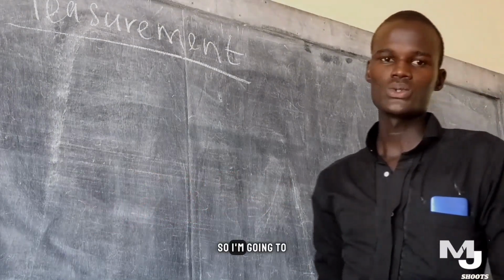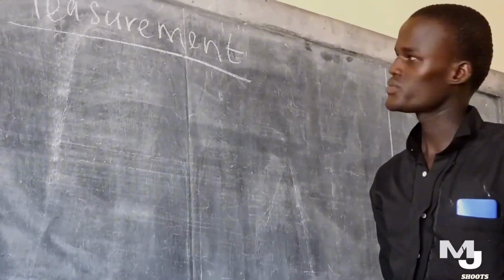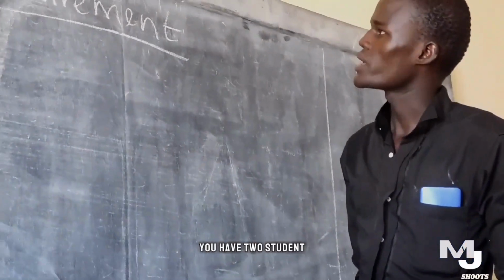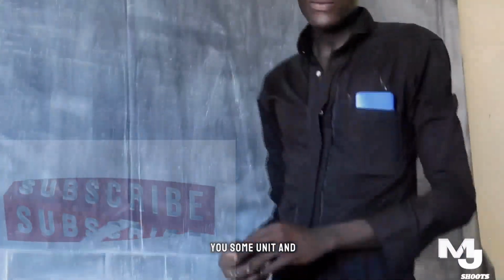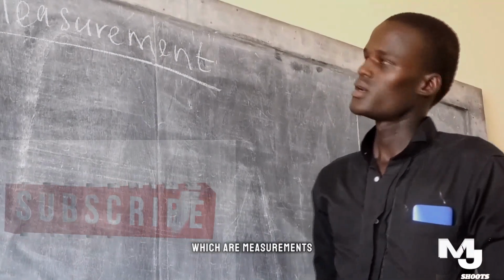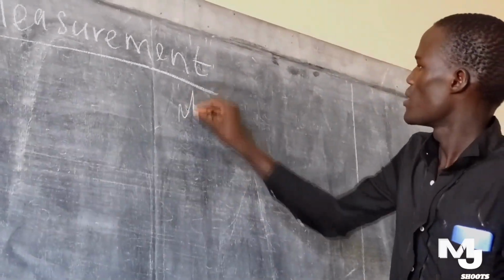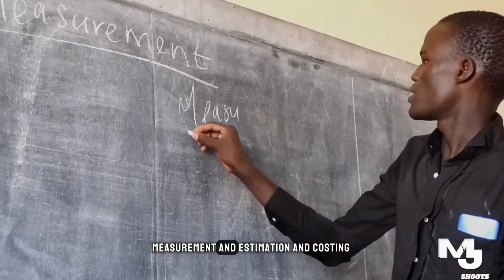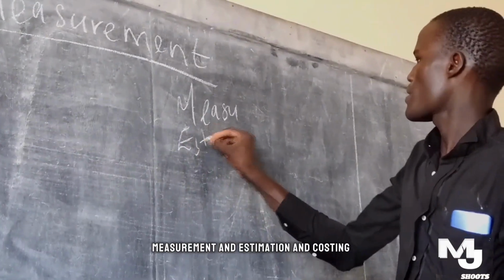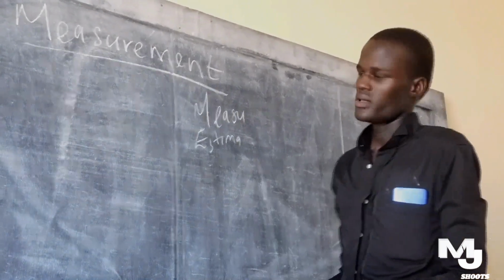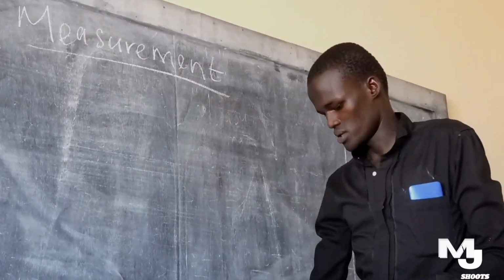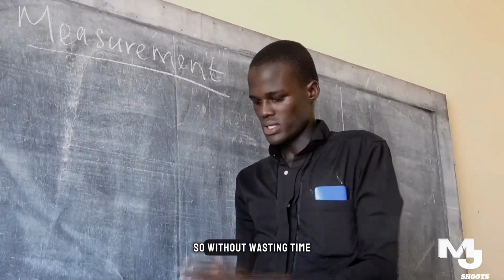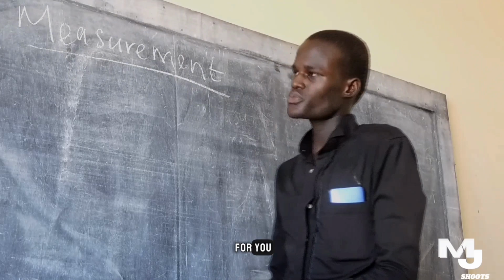So I'm going to teach you civil engineering year 2 student diploma. I'm going to teach you some units in civil engineering which are measurement and estimation and costing. So today I'm going to teach you measurement. In measurement, I'm just going to introduce to you measurement. So without wasting time, let me just introduce it for you.